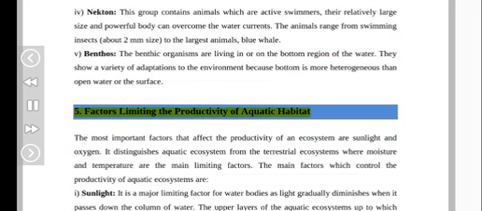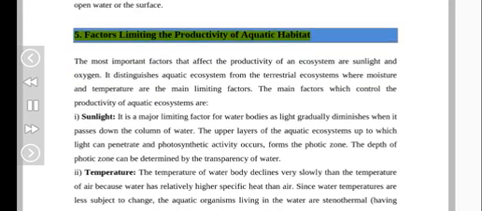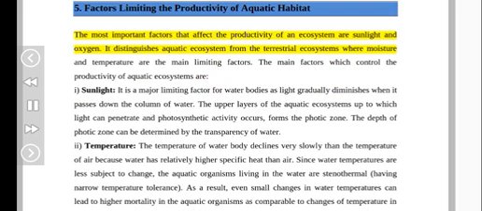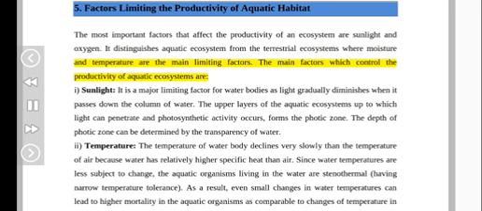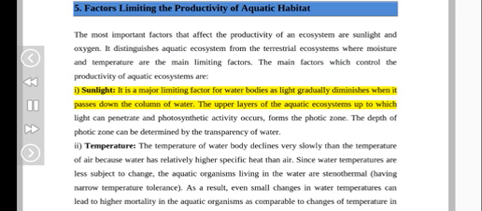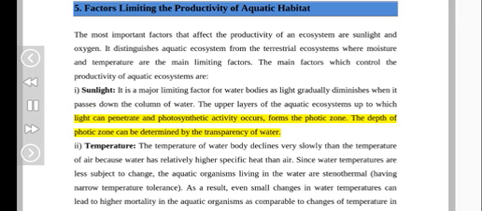5. Factors limiting the productivity of aquatic habitat. The most important factors that affect the productivity of an ecosystem are sunlight and oxygen. It distinguishes aquatic ecosystem from the terrestrial ecosystems where moisture and temperature are the main limiting factors. The main factors which control the productivity of aquatic ecosystems are: Sunlight. It is a major limiting factor for water bodies as light gradually diminishes when it passes down the column of water. The upper layers of the aquatic ecosystems up to which light can penetrate and photosynthetic activity occurs, forms the photic zone. The depth of photic zone can be determined by the transparency of water.